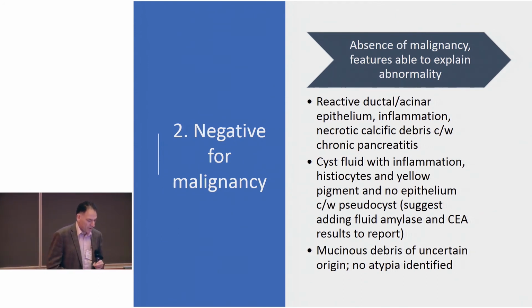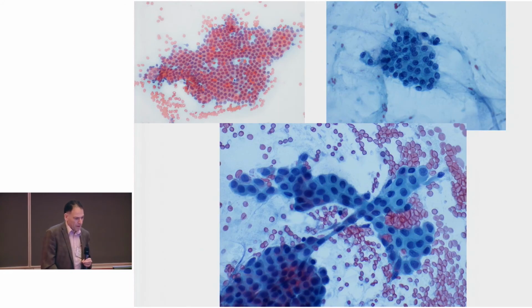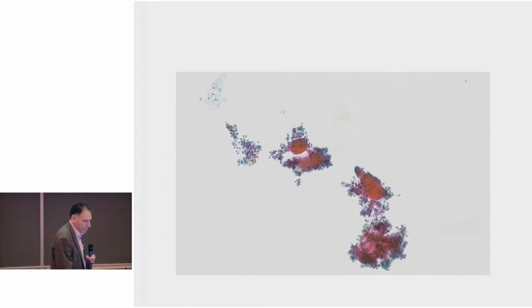And these are some examples of benign ductal cells, and there's some benign acinar cells. These showing a somewhat more reactive appearance. This showing a lot more reactive appearance. These you might even start worrying about atypia, because there is a little bit of crowding, but the nuclei are fairly regular, and you've got nicely defined nuclear membranes.